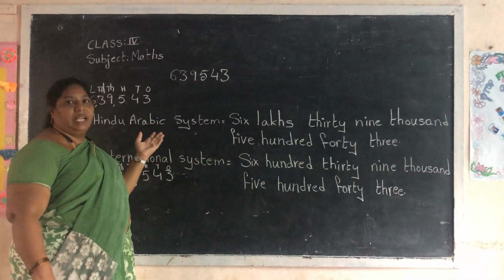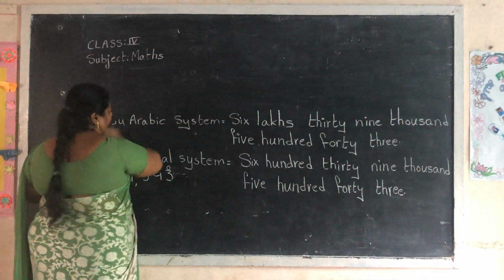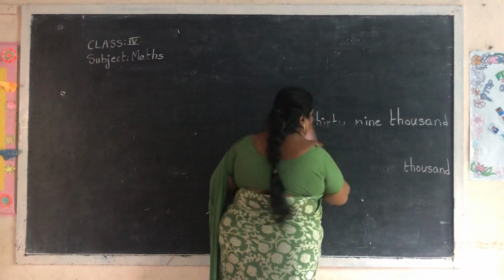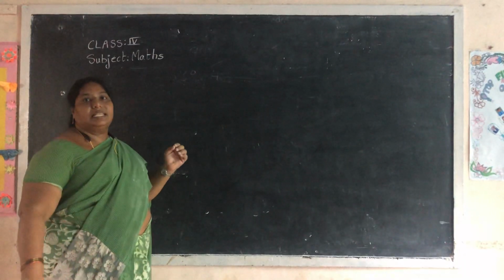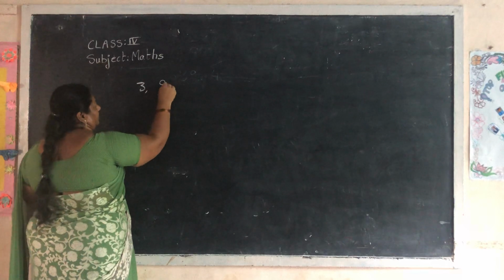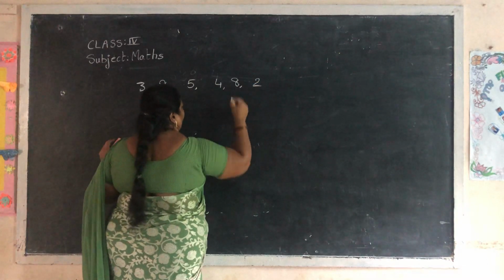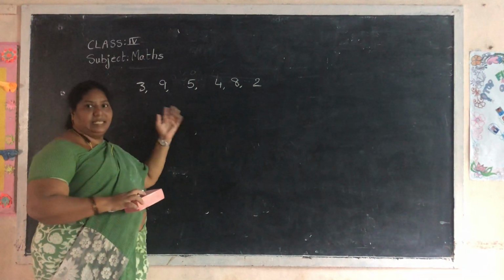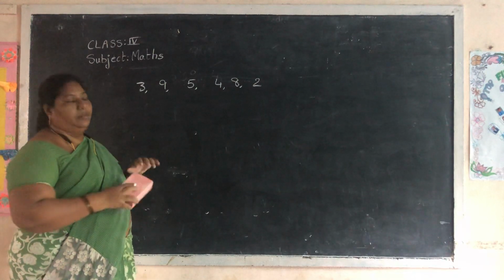They have given so many sums in the textbook. Now, with the 6 digits, how do you make a 6 digit number? The greatest number and smallest number with the 6 digits. For example, 3, 9, 5, 4, 8, 2. How many are here? 1, 2, 3, 4, 5, 6. With these 6 digits, first, how do you make the greatest 6 digit number?